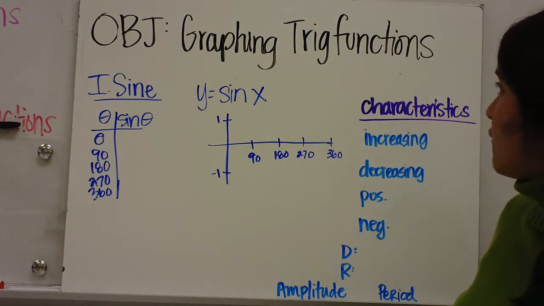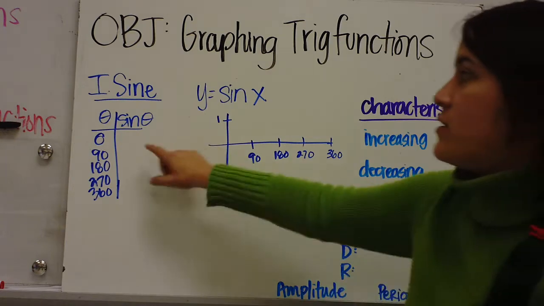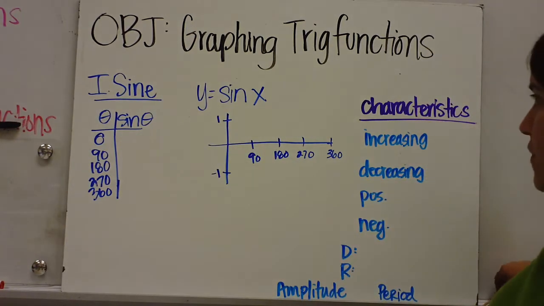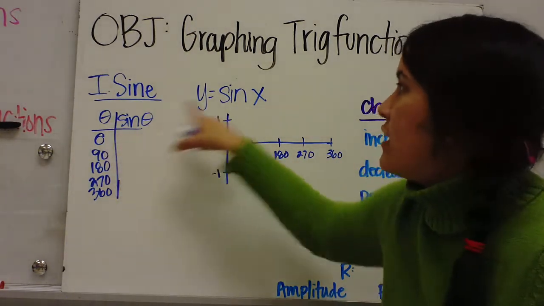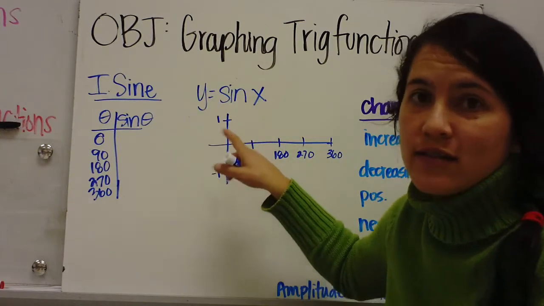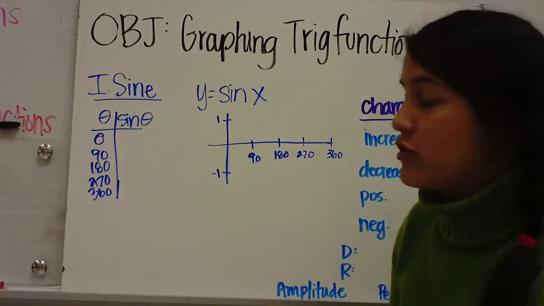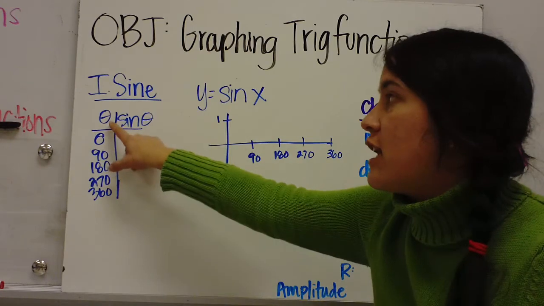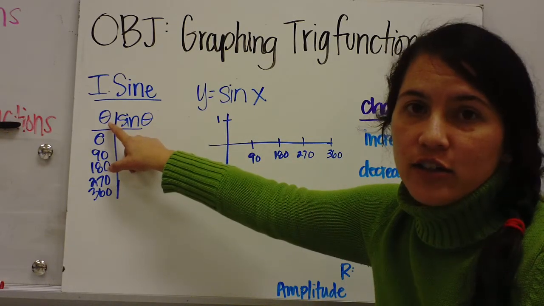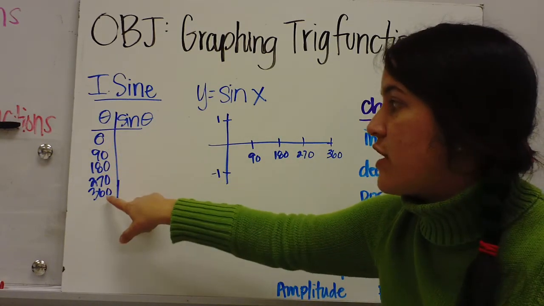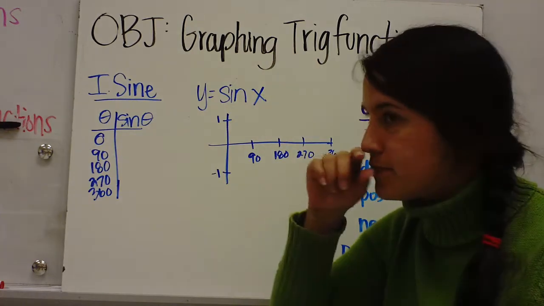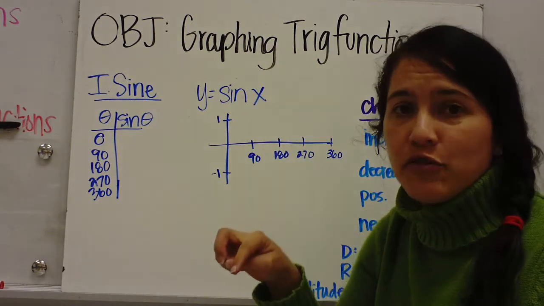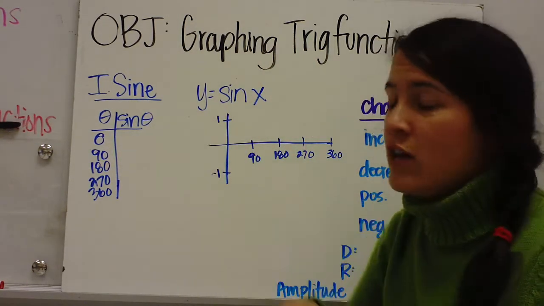those graphs. First, sine. I just made a chart over here, and I put the parent function as y equals sine of x, and that's what we're going to graph first. When we look at it, the theta values, the x values, are 0, 90, 180, 270, 360. So it's each 90-degree interval around a circle.